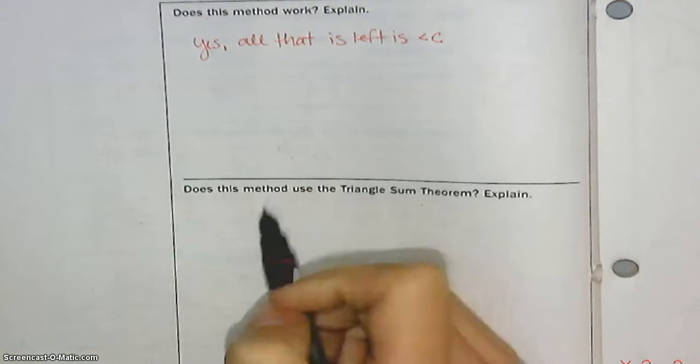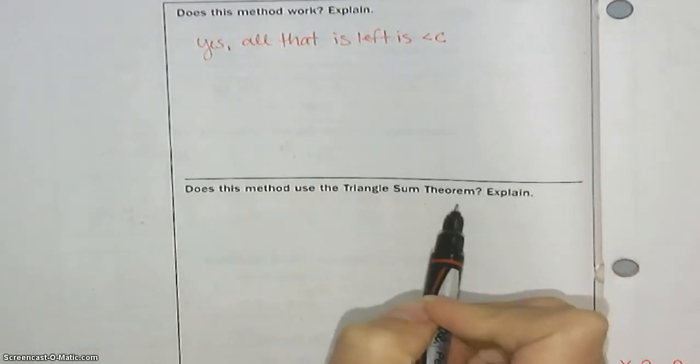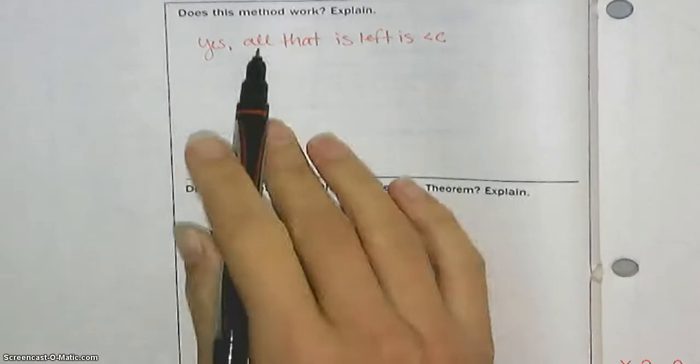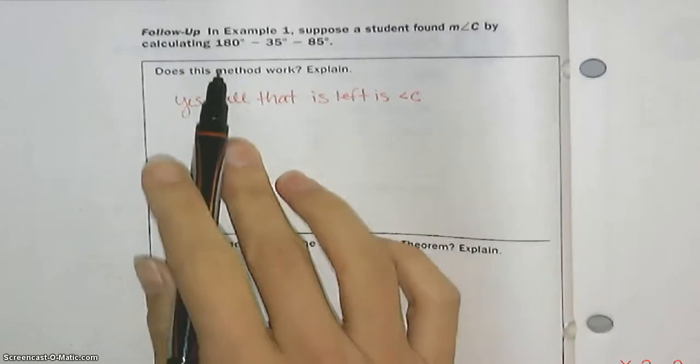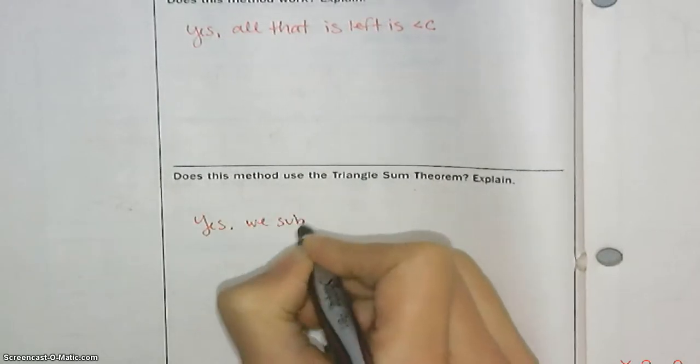Does this method use the triangle sum theorem? Well, the triangle sum theorem says there's 180 degrees in a triangle. Does this use it? Well, yeah, it uses 180. Yes. We subtracted from 180.